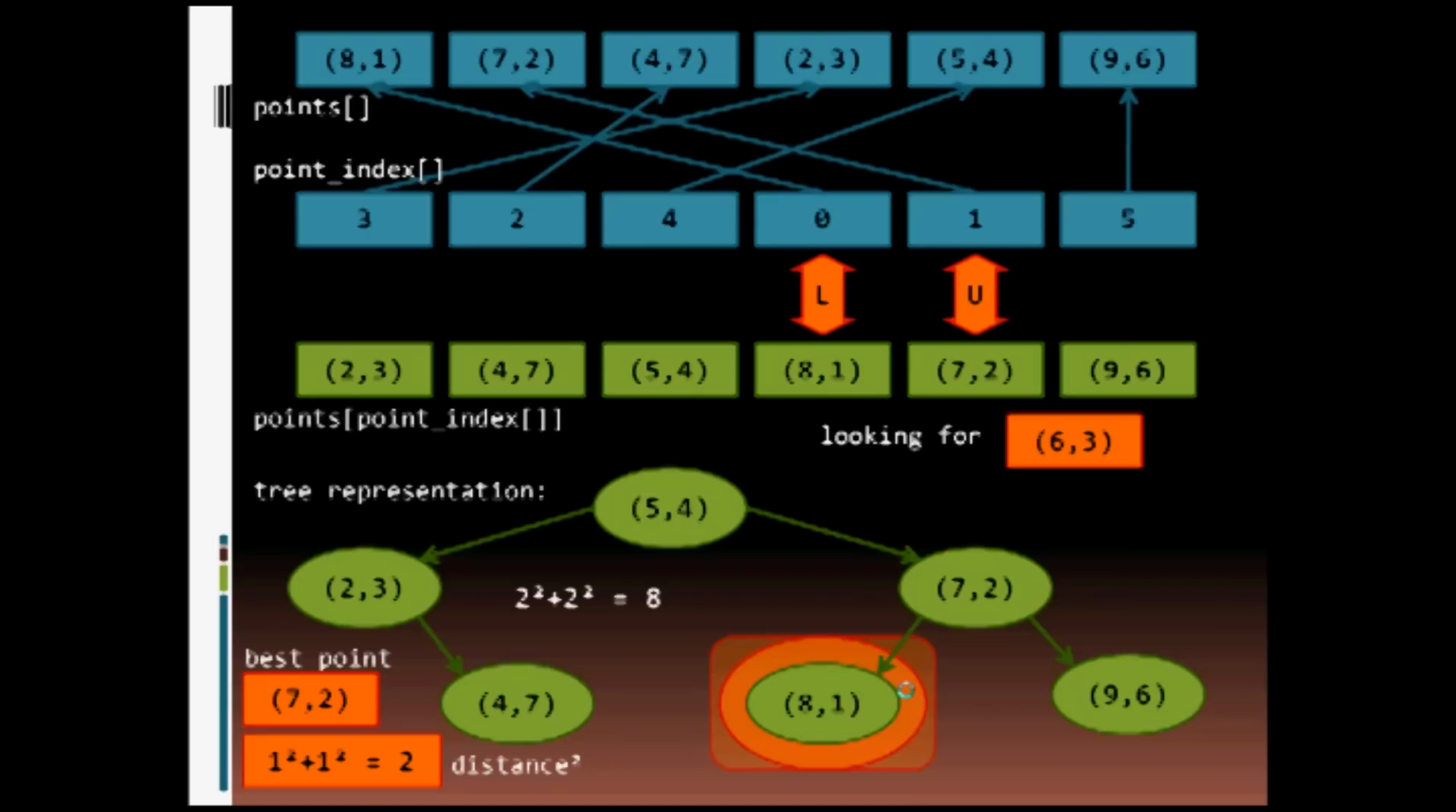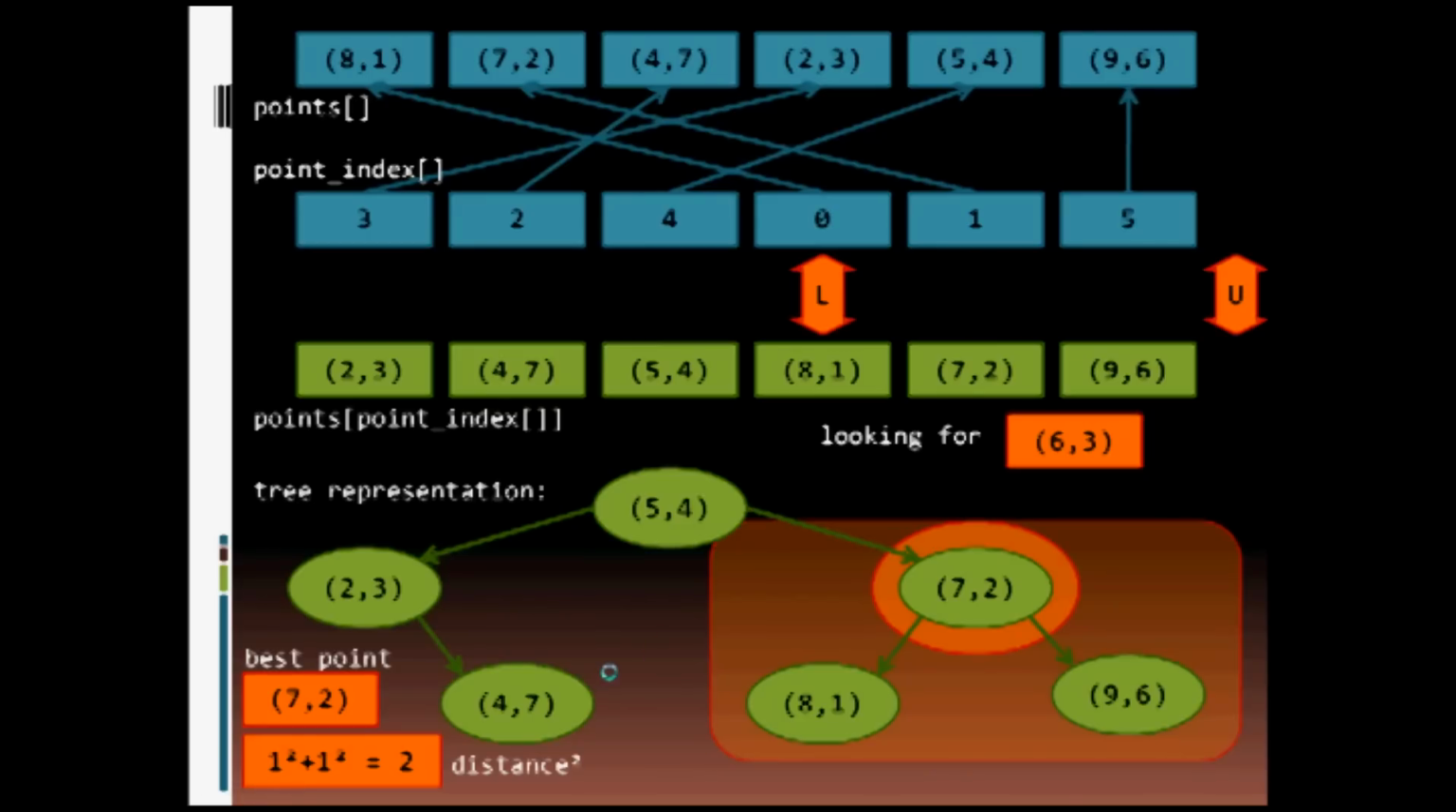8, 1 has a distance of 2 squared plus 2 squared, a square distance of 8 from 6, 3. So that means that no, that is not a better node. And since there are no children, we are done here. We exit this call, and we once again return to our function call of 7, 2.